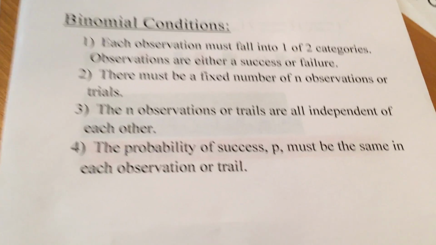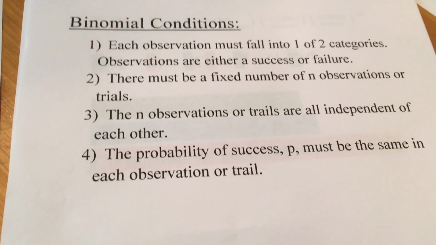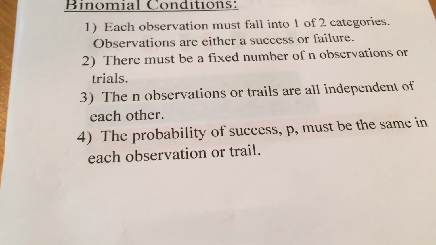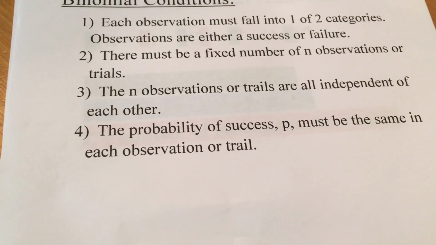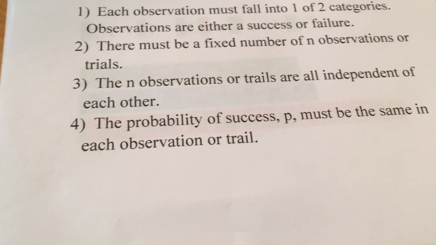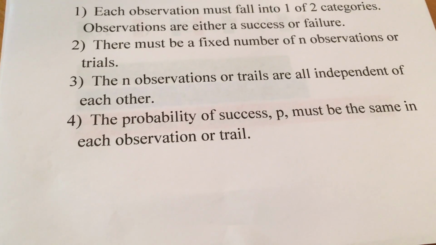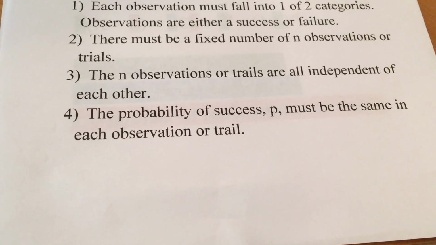To know, in fact, that our problem is binomial, it must fit all 4 binomial conditions. 1. Each observation must fall into one of 2 categories. Observations are either a success or a failure. 2. There must be a fixed number of n observations or trials. 3. The n observations or trials are all independent of each other. 4. The probability of success P must be the same in each observation or trial.